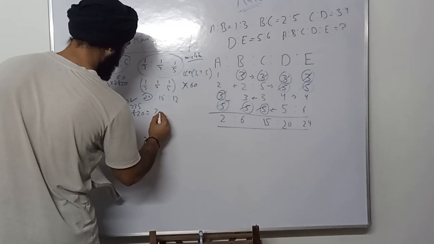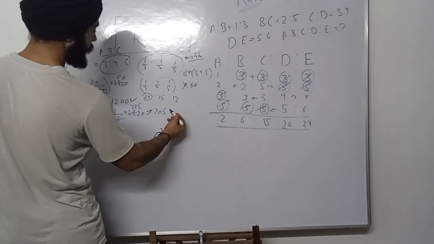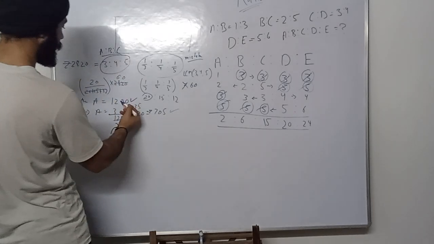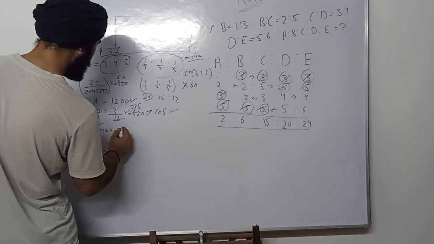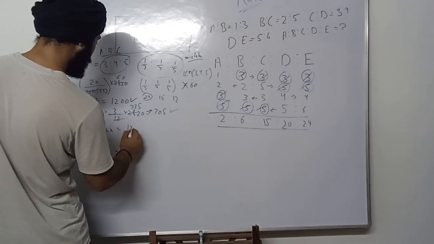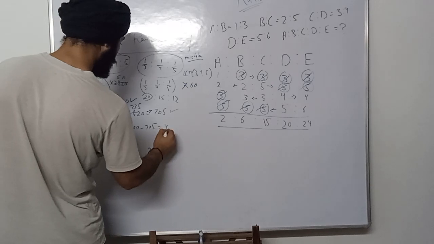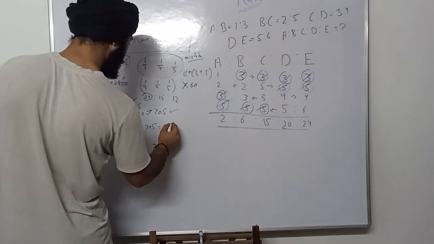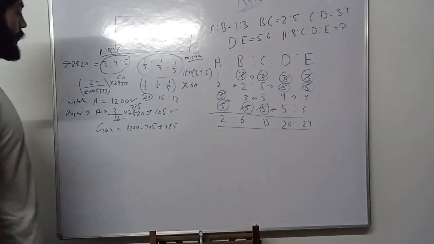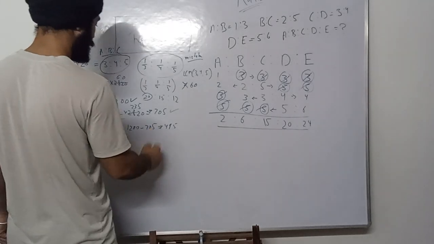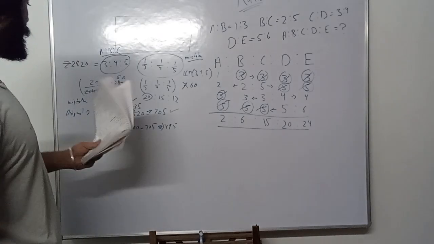235, and its value is 705. This is the amount that must be given to A, but by mistake he got 1200. So the gain will be 1200 minus 705, which is equal to 495. This is the exact answer: 495 rupees.